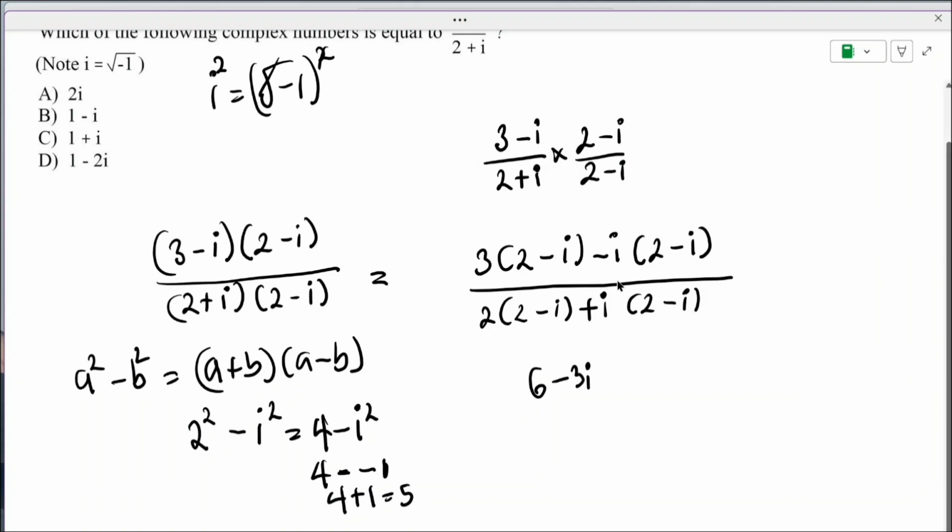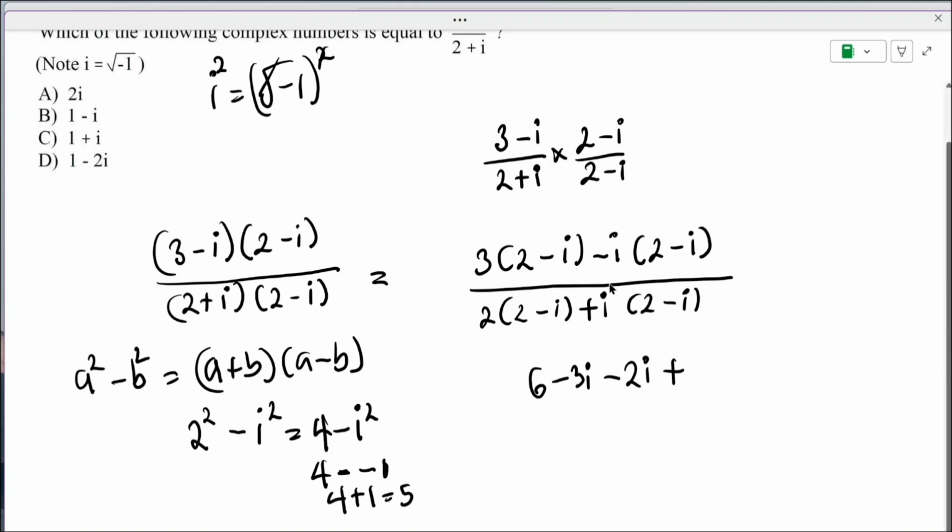Then you have minus i times 2. The 2 has a positive, and positive times negative will give you negative. 2 times i will give you 2i. Here is where you need to be careful. You have minus i times minus i. This i carries a negative, this also carries a negative. So you have negative times negative will give you positive.